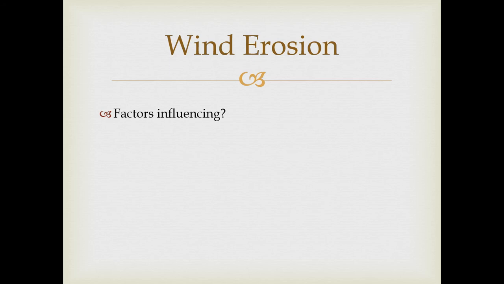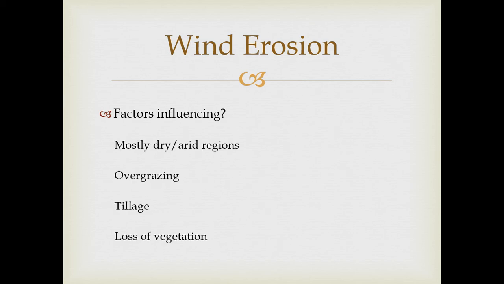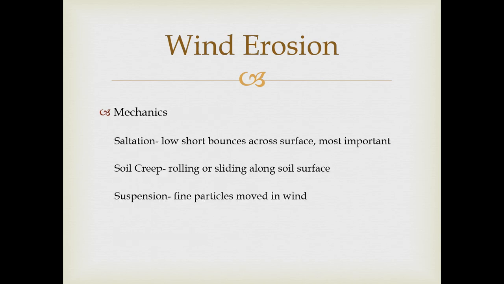Alright, so in this video we'll quickly cover wind erosion. So what are some factors influencing wind erosion? Well, they are similar to things mentioned in the other videos: dry arid regions, overgrazing, tillage, and loss of vegetation. So the overgrazing, tillage, and arid regions sort of all cause that loss of vegetation, and then that can be a positive feedback loop as well.